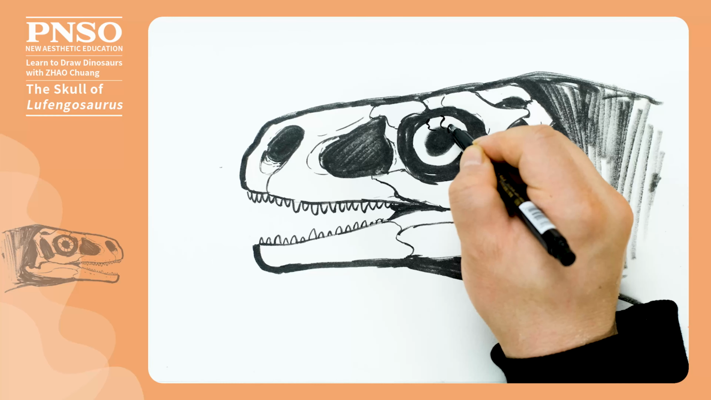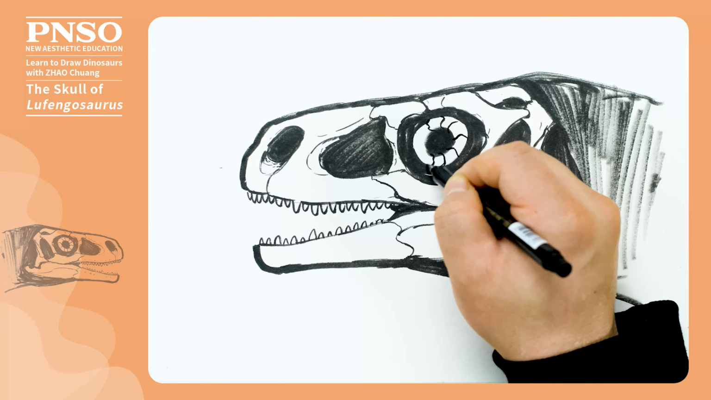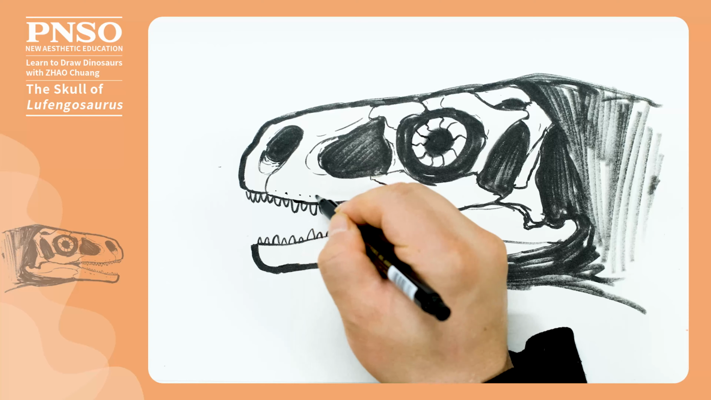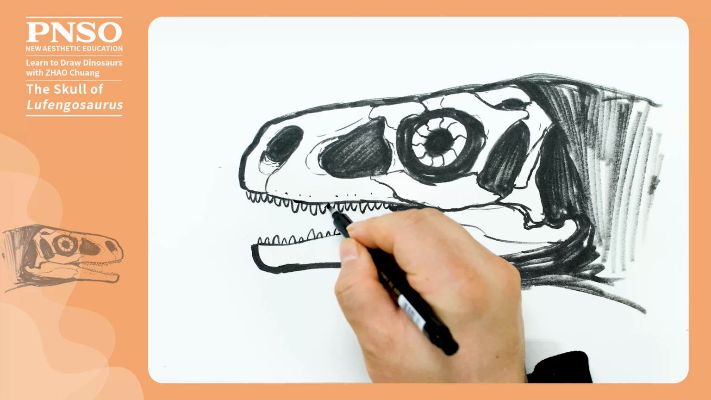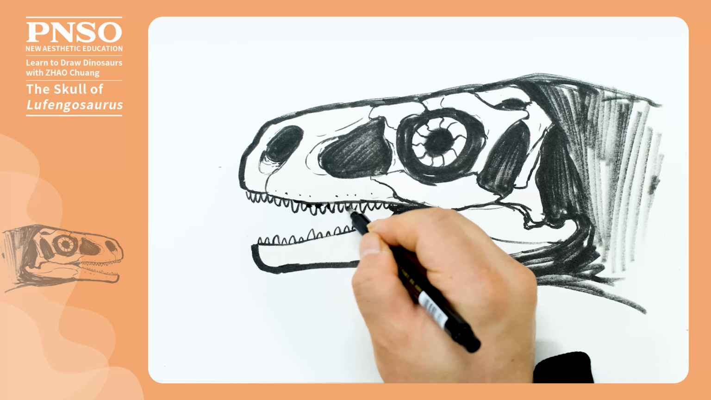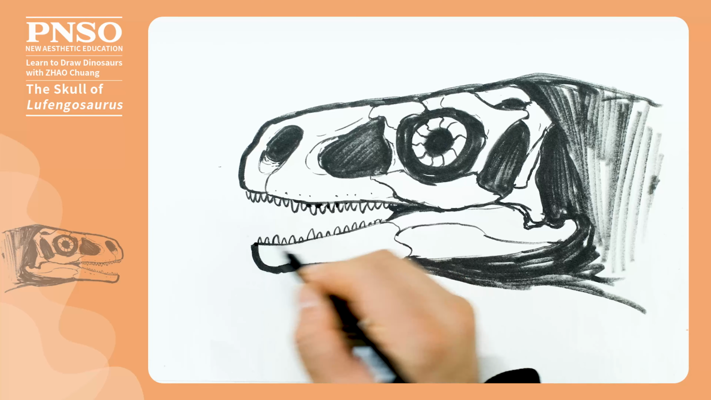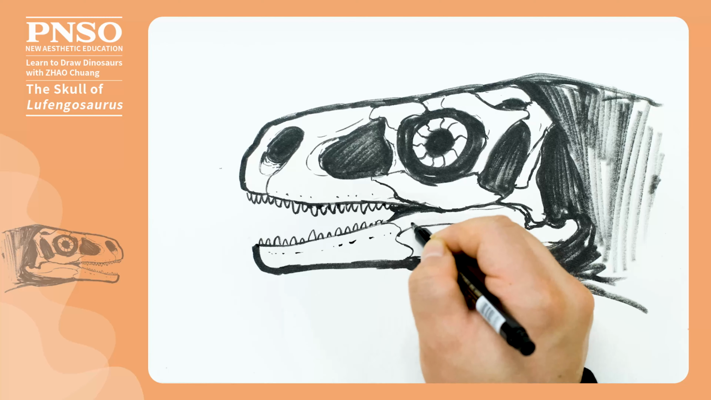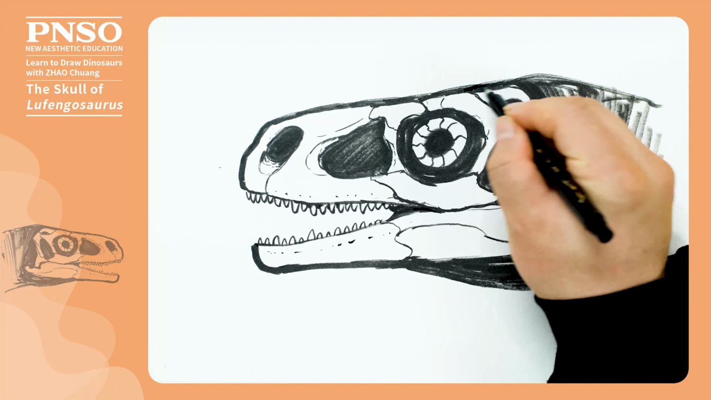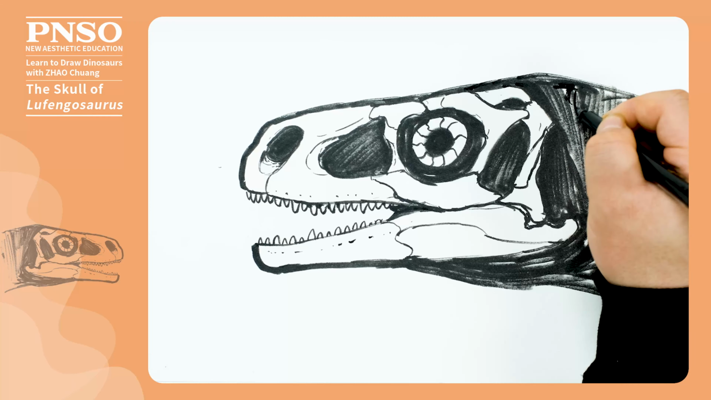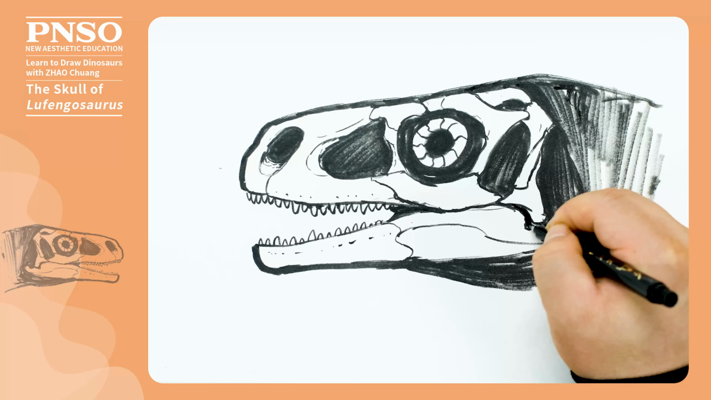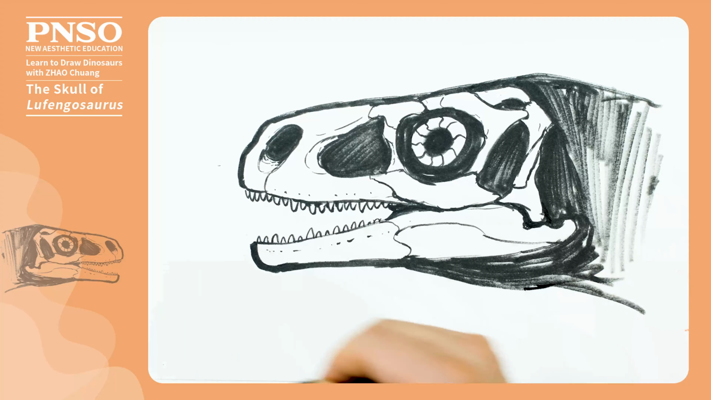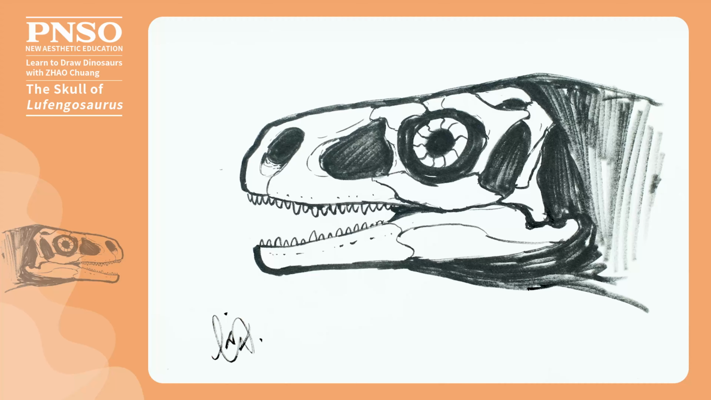Next, let's show the sclerotic ring. It is composed of many small bones. There are nutrient foramina on the upper and lower parts of the mouth. We can draw some traces of lips between the teeth. Finally, fill in the gaps in these bones in black. In this way, we finish drawing the skull of Lufengosaurus.